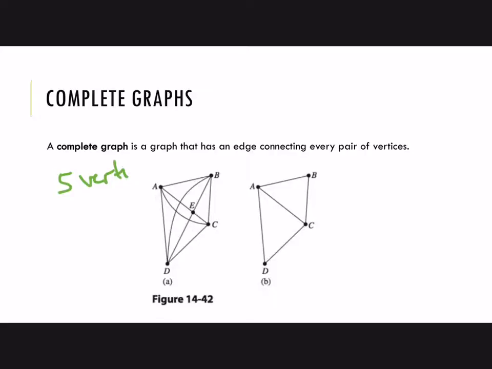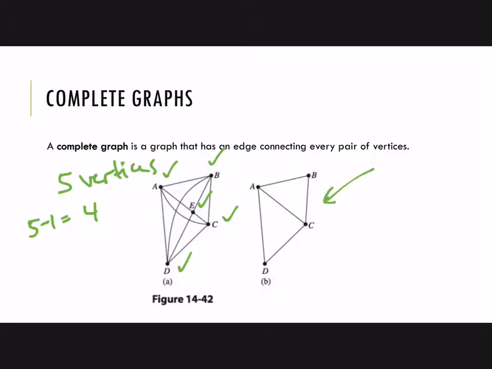Okay, 5 vertices. And we're checking to see if each degree is n minus 1, or 5 minus 1. So each vertex needs to be degree 4. A is degree 4, so is B, so is C, so is D, so is E. And we have no loops, so that makes this a complete graph.